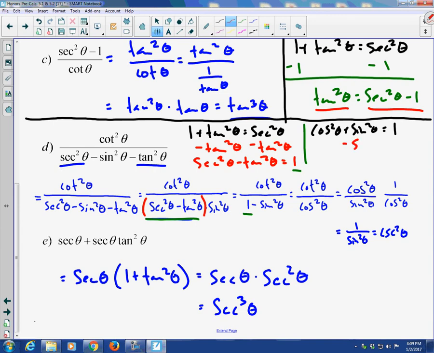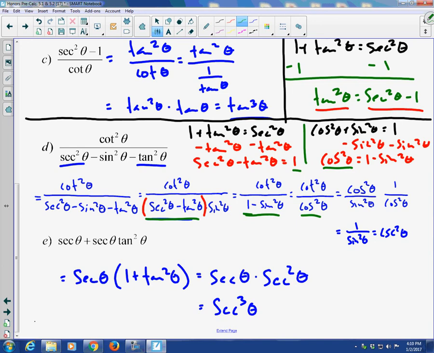And right here, if we subtract sine squared theta from both sides, we've got cosine squared theta equals 1 minus sine squared theta. So right here, we can substitute in cosine squared theta for our 1 minus sine squared theta there. And now in my next step, basically I did two things at once.